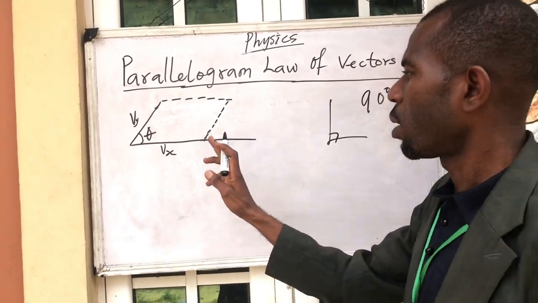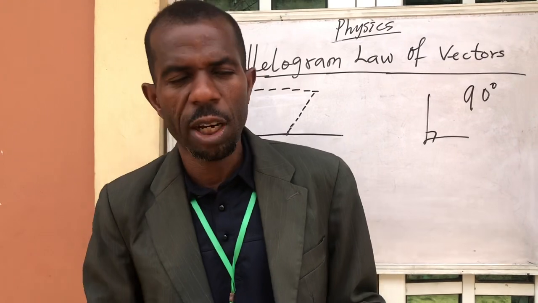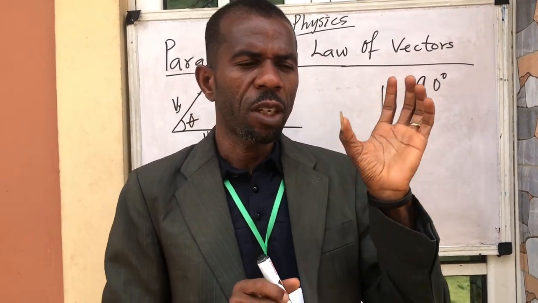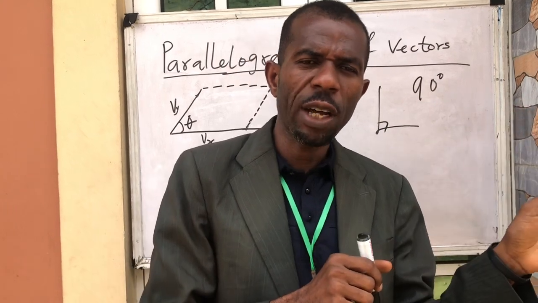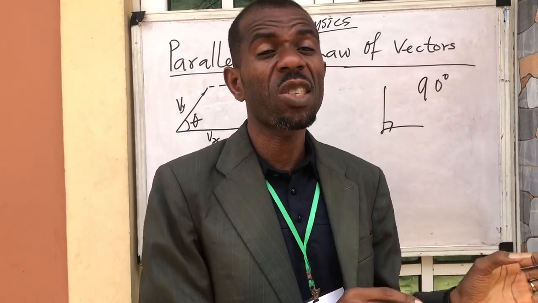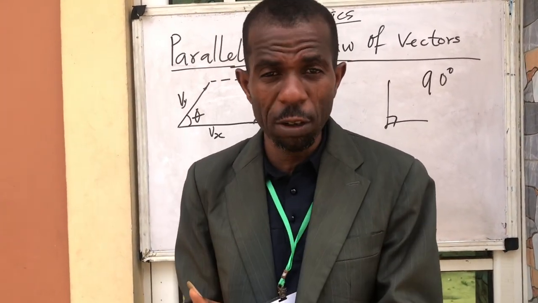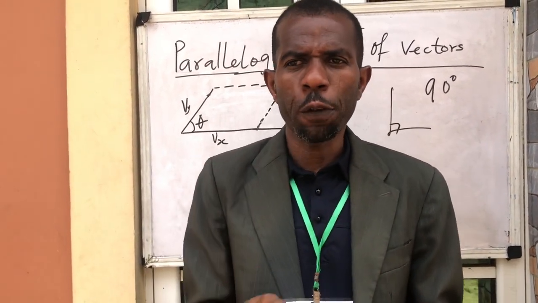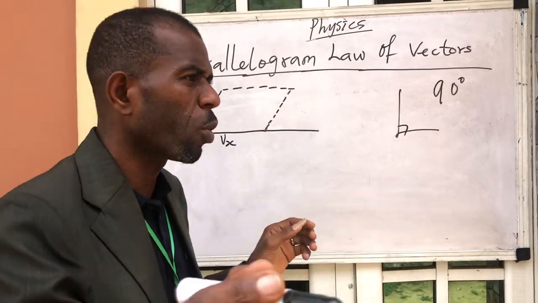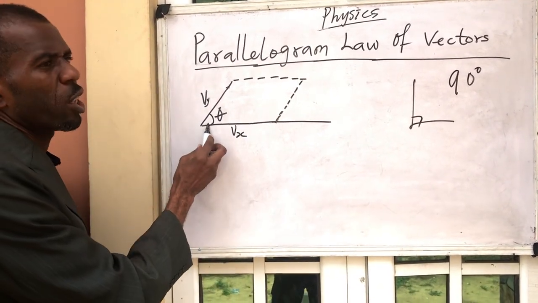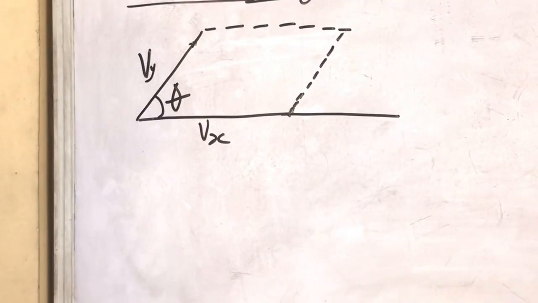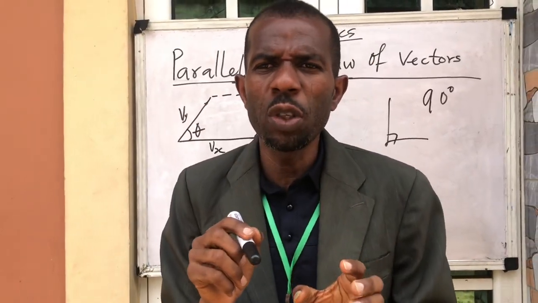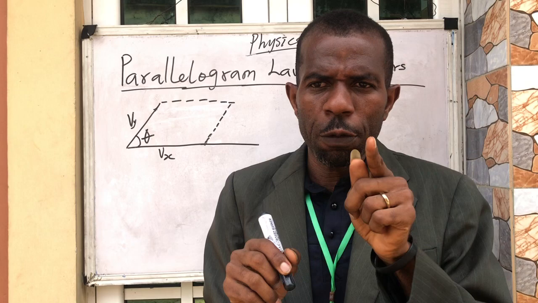So what the law simply says is that if two vectors are represented in magnitude and direction by the adjacent sides of a parallelogram, then the resultant, which is drawn from their point of intersection, will represent the magnitude and direction of that vector.